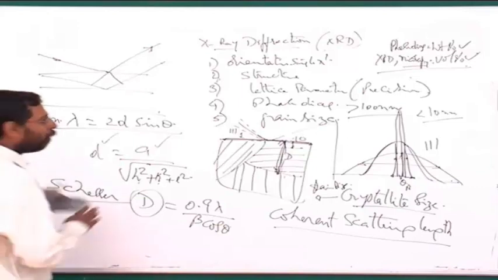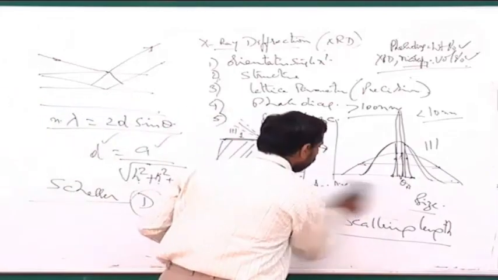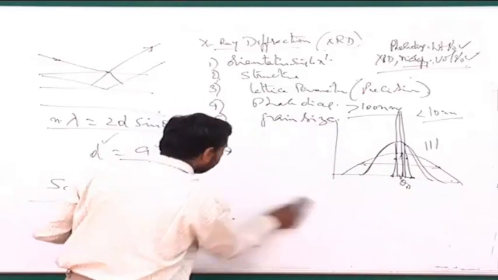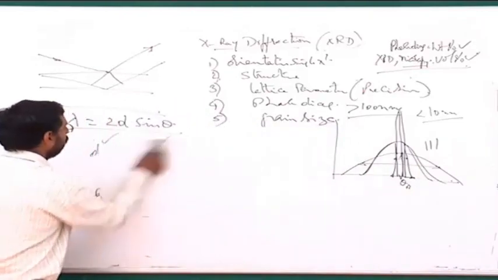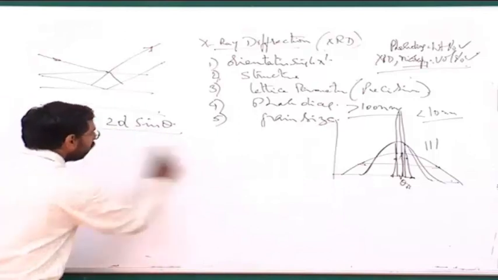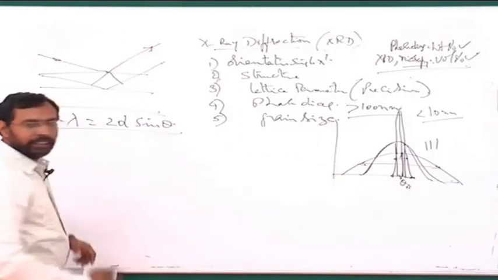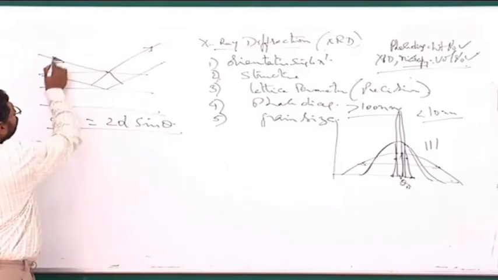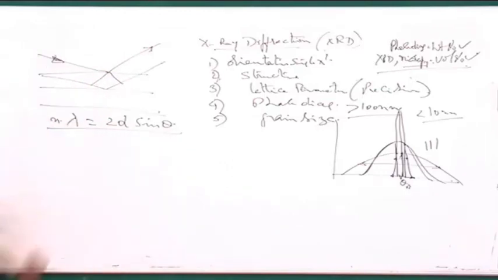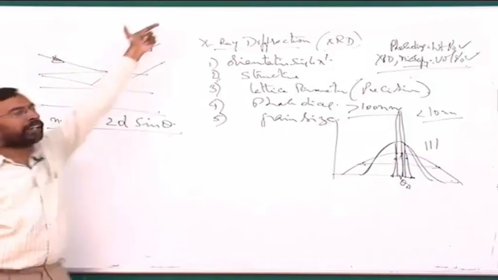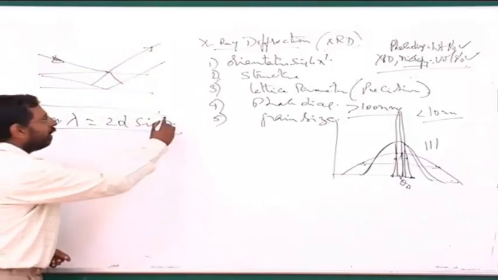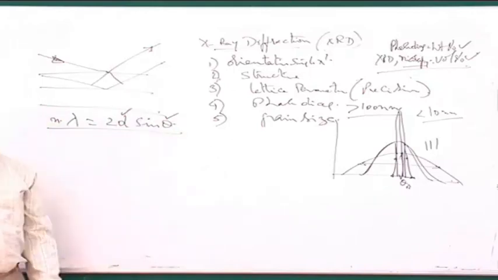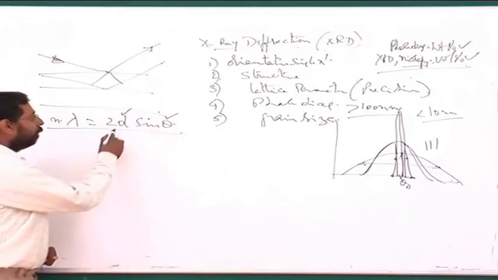And people have found that this broadening that you are seeing is not only due to the grain size. What are the other things that contribute to this? If you look at that, you will see that first and foremost, here I am assuming that there is a monochromatic beam of X-ray falling on the sample and then getting diffracted and giving you a certain angle of diffraction theta corresponding to a particular HKL plane.